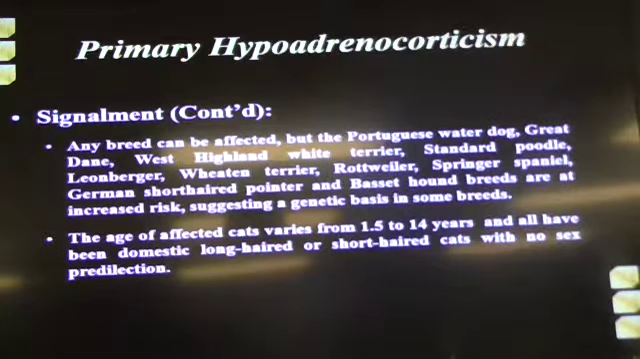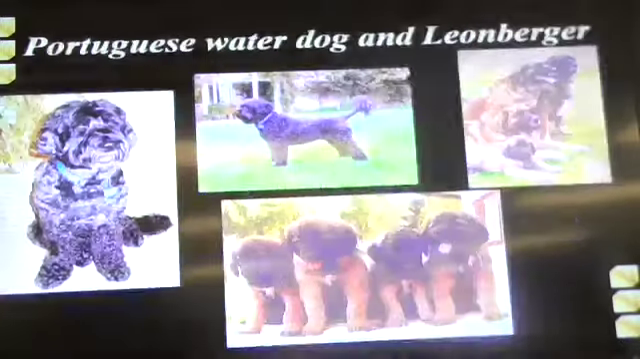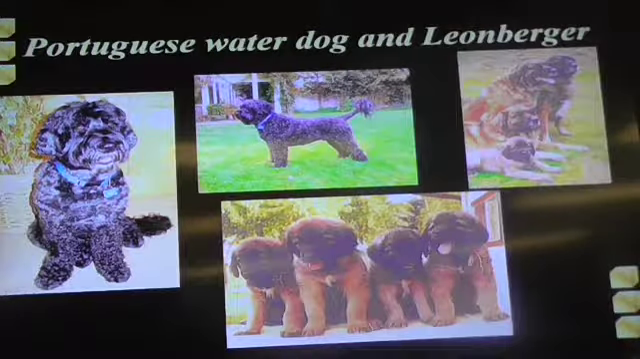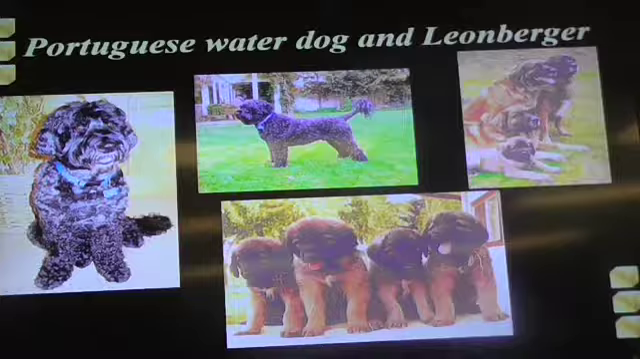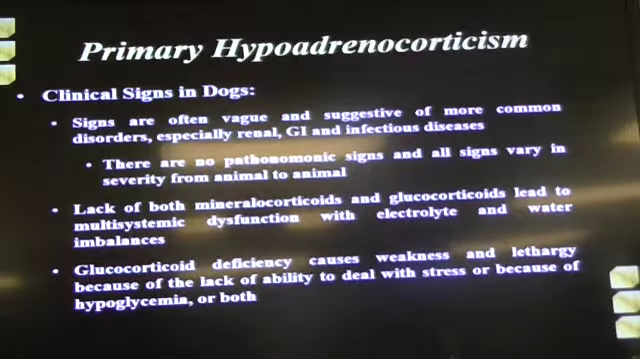The age of affected cats varies from 1.5 to 14 years, again a wide range. And all have been domestic long-haired or short-haired with no sex predilection. So it's not really considered to be a genetic situation as far as cats are concerned. And this is just showing you the Portuguese Water Dog. Let me see the different dog breeds in there. All right, some of the rare ones we see.